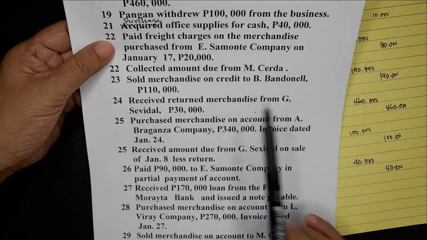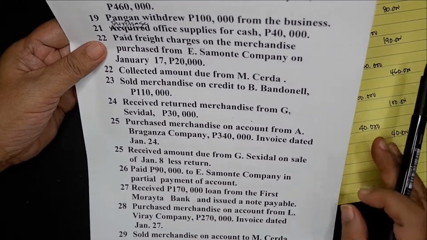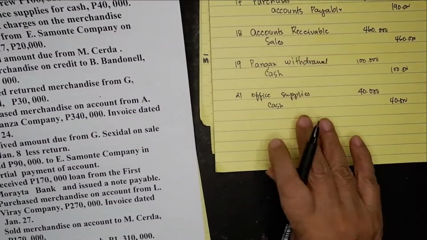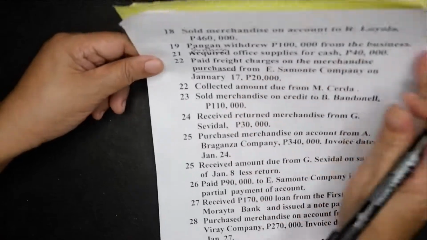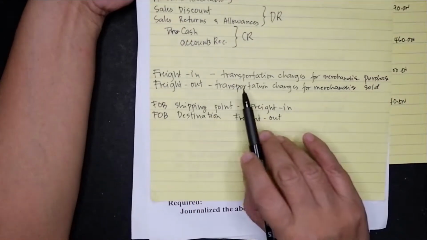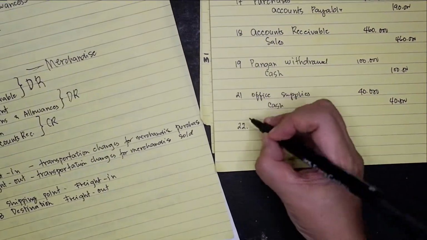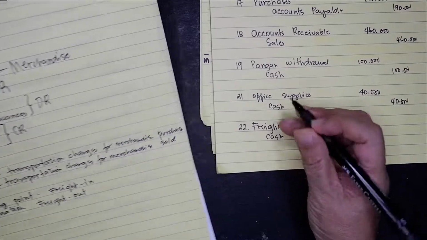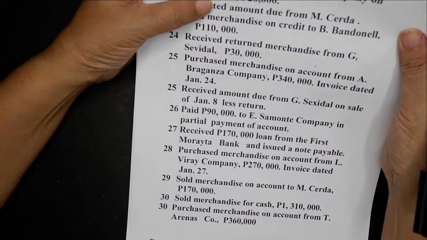Okay, next is 22. Paid freight charges on merchandise purchase from Isamonte on January 17, 20,000. So that is 22. Again, freight charges on purchase. If it is purchase, this one, freight in, transportation charges for merchandise purchase. So our entry, debit freight in and credit cash of 20,000.